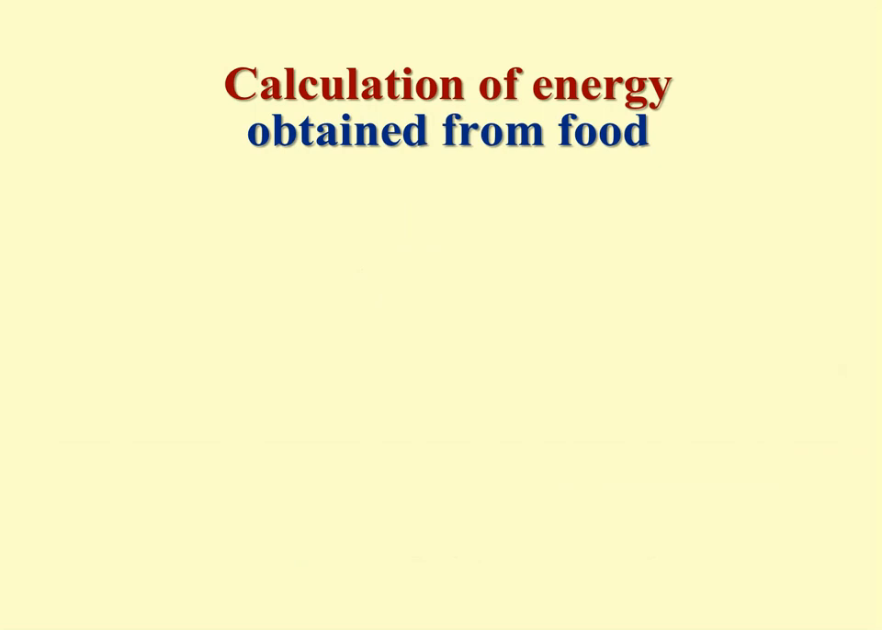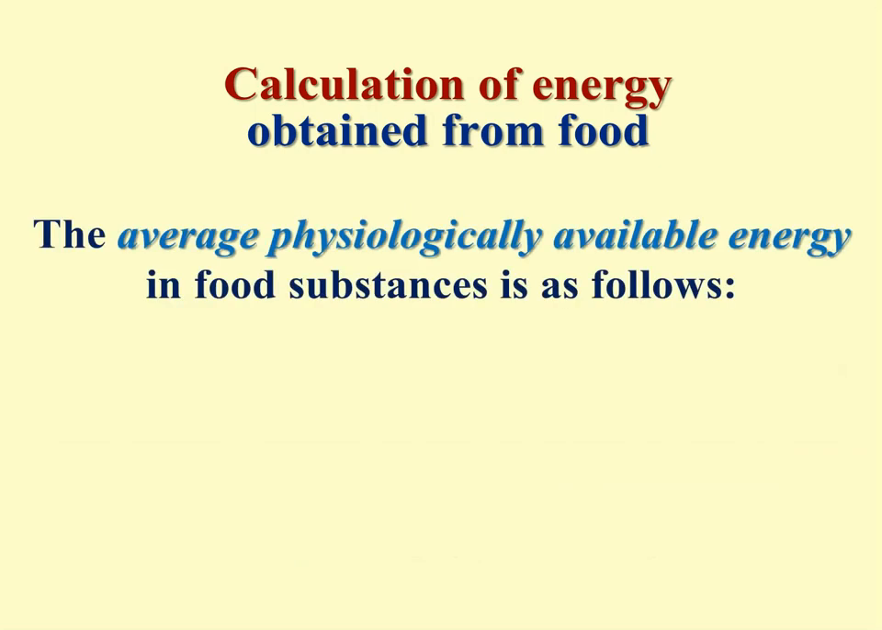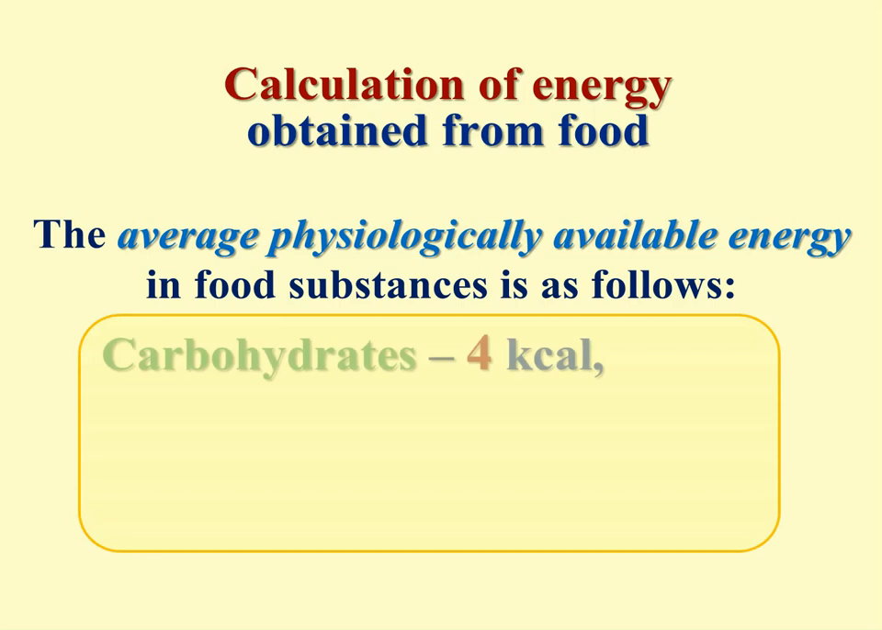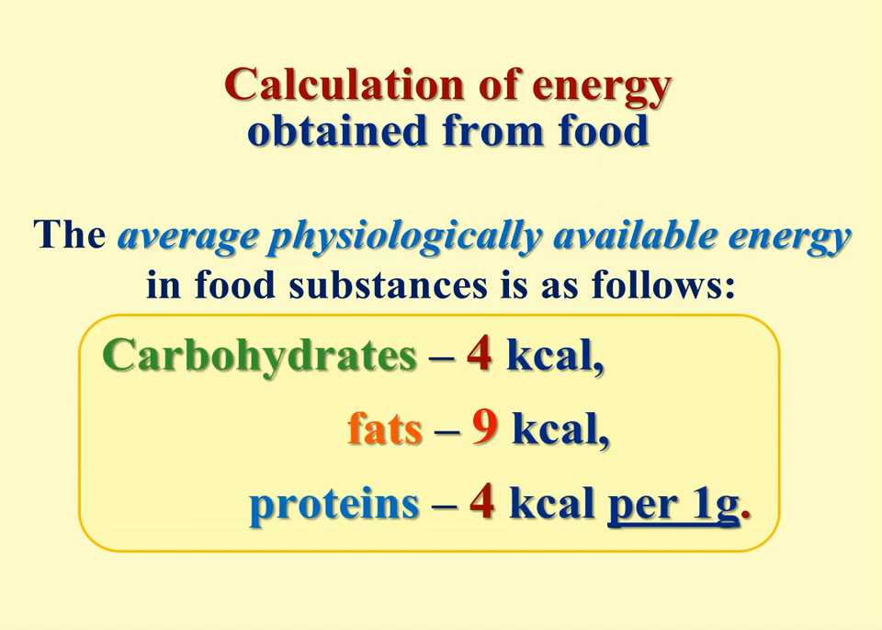Calculation of energy obtained from food. I already mentioned these values many times, but now let's see it on the screen. The average physiologically available energy in food substances is: carbohydrates 4 kilocalories per 1 gram, fats 9 kilocalories per 1 gram, and proteins 4 kilocalories. Note that this is called physiologically available energy. In some sources you can find slightly different numbers like 4.1, 4.3, 9 point something.